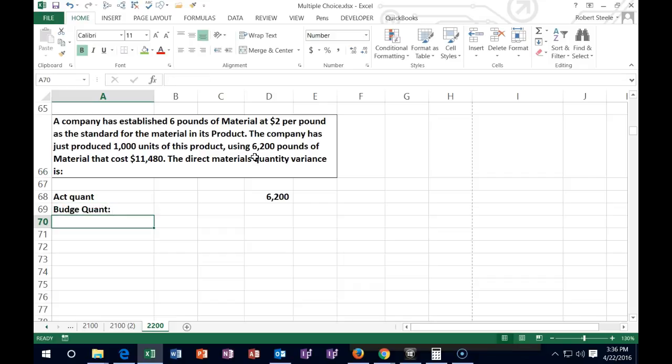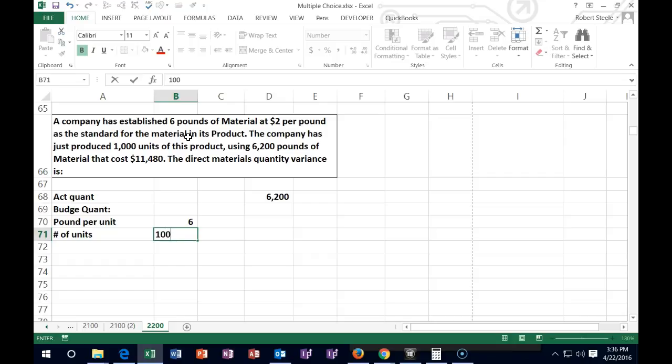That's what we're going to look for. What did we think was going to happen there? When we think about the budgeted quantity, we have to ask how many pounds per unit. They told us that the pounds per unit are 6, and the company has just produced 1,000 units. So the number of units is 1,000. That means according to this, we budgeted that it's going to take 6 pounds per unit, and we have 1,000 of them. So then we can compare.